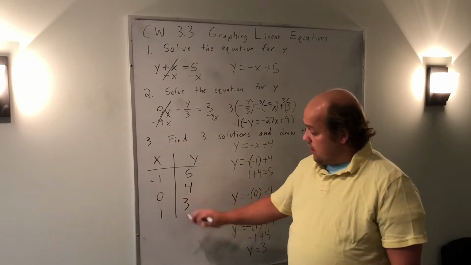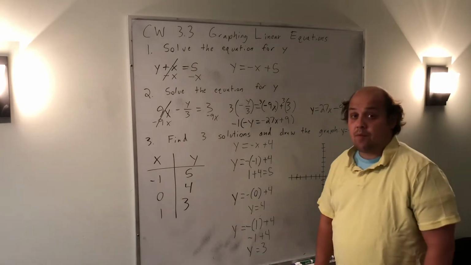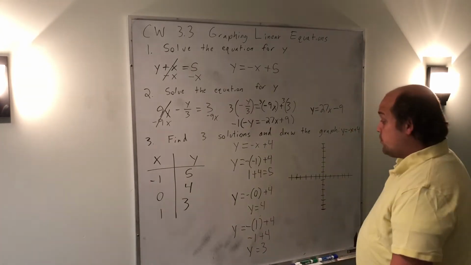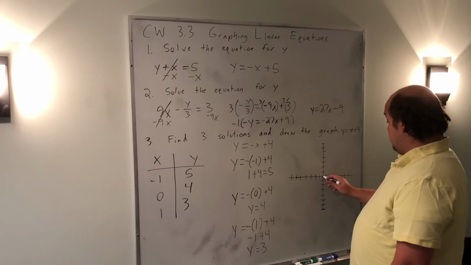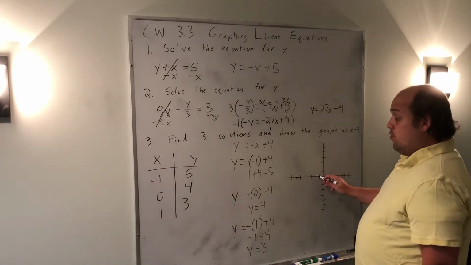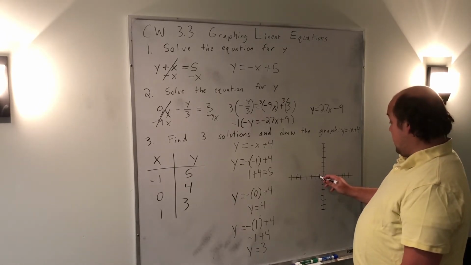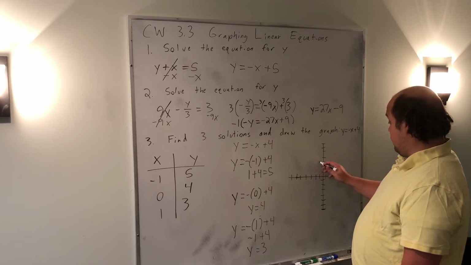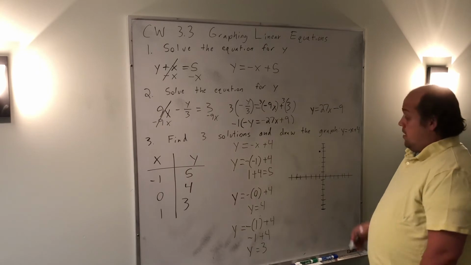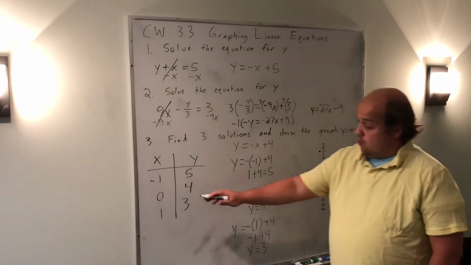Put that here, and I now have 3 points that I can graph on my coordinate axis. The first point, -1, 5, tells me I go to the left 1 to move -1 in the x direction, and I go up 5, 1, 2, 3, 4, 5 to put a point there. Next thing that I need to do is 0, 4.